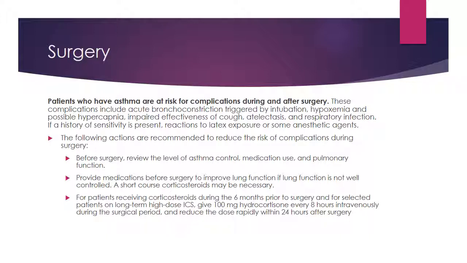Before surgery, review the level of asthma control, medications used, and pulmonary function. Provide medications before surgery to improve lung function if the lung function is not well controlled. A short course of corticosteroids may be necessary. For patients receiving corticosteroids during the 6 months prior to surgery, and for selected patients on long-term high-dose inhaled corticosteroids, give 100 milligrams hydrocortisone every 8 hours intravenously during the surgical period, and reduce the dose rapidly within 24 hours after surgery.